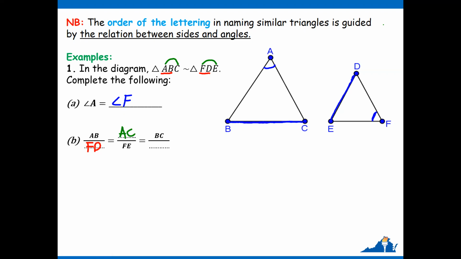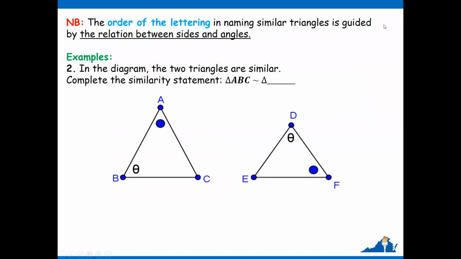Right, BC is occupying the last two. Therefore, at the end of the day, I also consider the last two in the other triangle. That is the last two sides. Therefore, at the end, BC is corresponding to DE. That is what is important about the order of the lettering in naming similar triangles. As you look at them, be guided by the relationship between the sides and the angles.